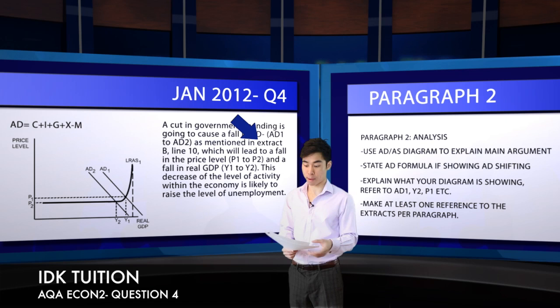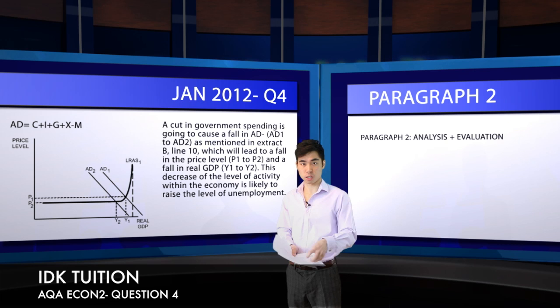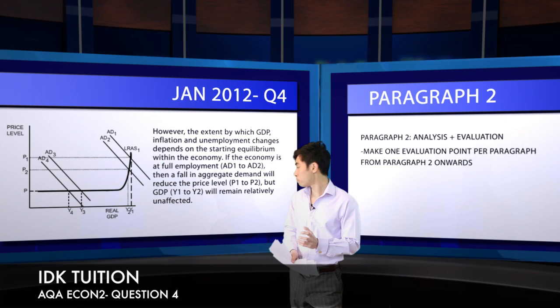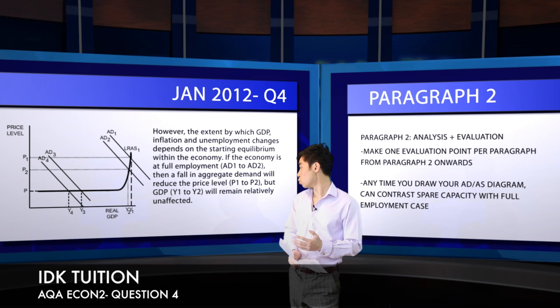So we've drawn our diagram, which gets us our analysis marks. We now want to extend upon this and look at our evaluation marks. So from paragraph 2 onwards, every point that you make, you also want to evaluate that point. And I think a good point of evaluation for this paragraph, especially given that you've drawn a diagram, is to simply look at the spare capacity case and contrast that to the full employment case.